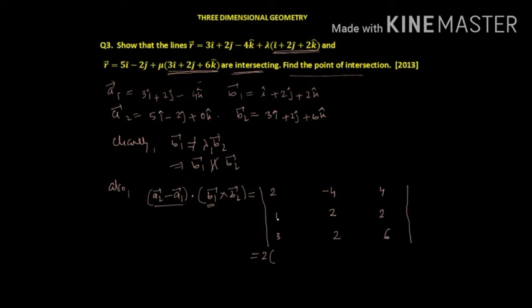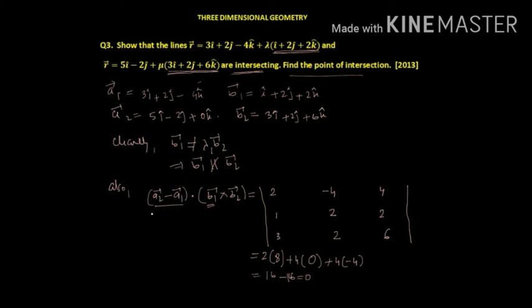So 2 times, it is 12 minus 4. 12 minus 4 gives you 8. Then this is plus 4. I am expanding with the first row, so it is 6 minus 6 giving you 0. Then last it is 4 times 2 minus 6. 2 minus 6 means minus 4. So this is plus 16 and this is minus 16 giving you 0.